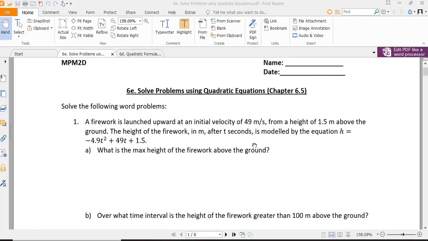Okay, everybody, welcome to lesson 6E, solve problems with the quadratic formula, using quadratic equations, chapter 6.5.